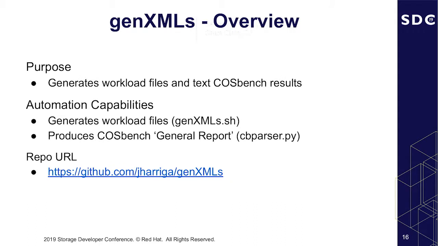So Gen XMLs, again, is a very simple and straightforward shell script. There's a series of template files for the XML workloads, and based on the way the variables are set inside the script, it creates the workload files for you. It also includes a handy utility called CB parser, which is a Python script that allows you to look at and produce CosBench reports outside of the CosBench controller GUI. So that's somewhat handy.